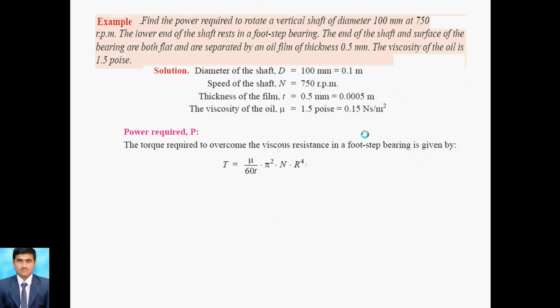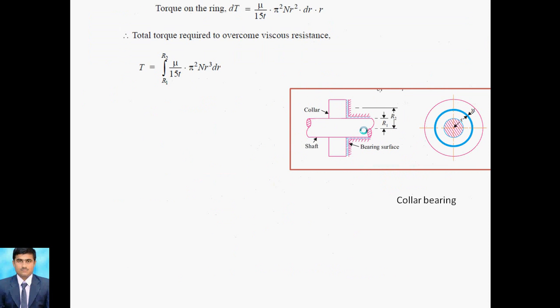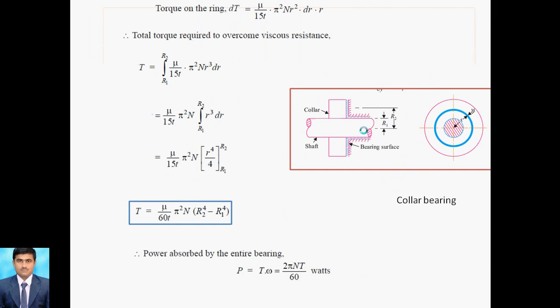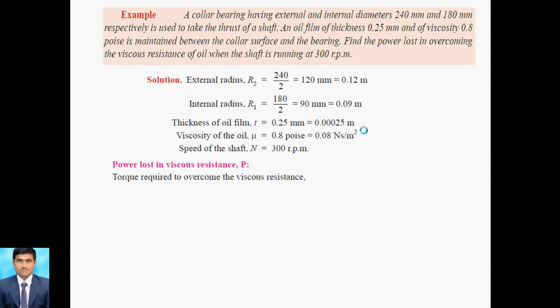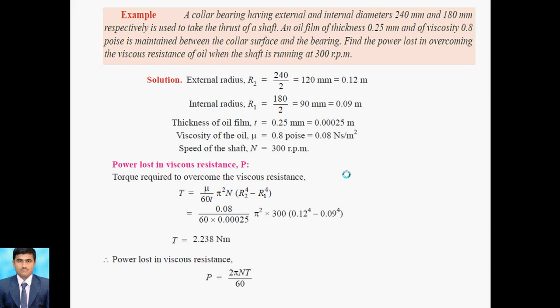Now we move to the next one, that is the collar bearing. We already discussed this point. Then T for that: mu is 0.08, then 60 into 0.00025 pi square, N is 300, R2 is 0.12 minus R1 is 0.09 raised to 4. After simplification we get the torque. Then P is equal to 2 pi N T by 60. We put the values and find the value 70.31 watt.